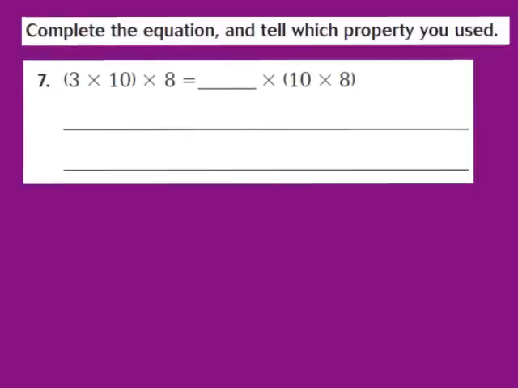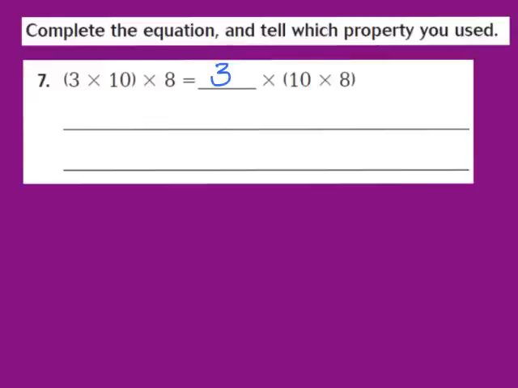Now, let's take a look at question number 7. The directions for question number 7 say complete the equation and tell which property you used. When I look at question number 7, on the first side of the equation, I see in parentheses 3 times 10, times 8, and that's equal to blank times, in parentheses, 10 times 8. Now I know that I can use logical reasoning to determine that I'm missing the 3 on this side of the equation. So I'm going to plug in my 3 in order to complete the equation.